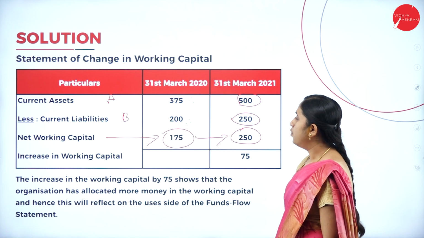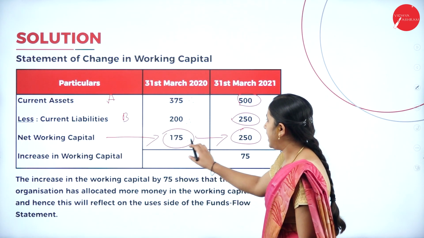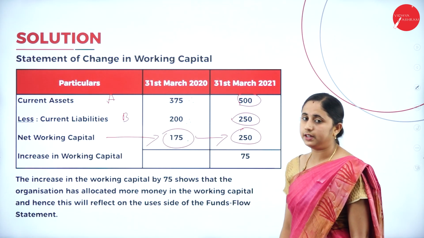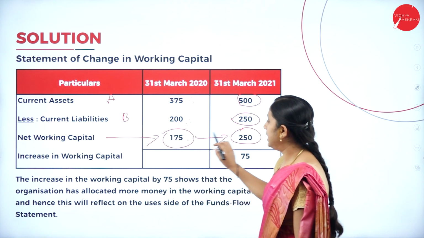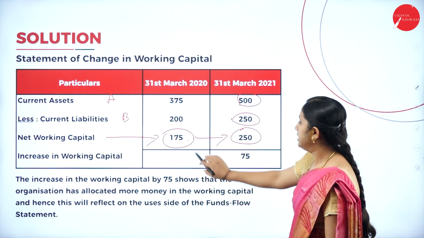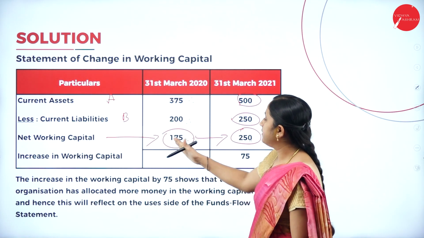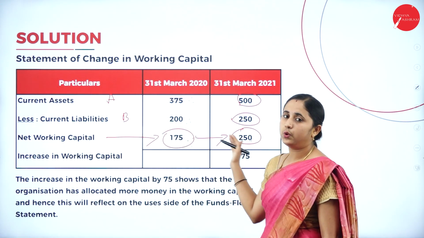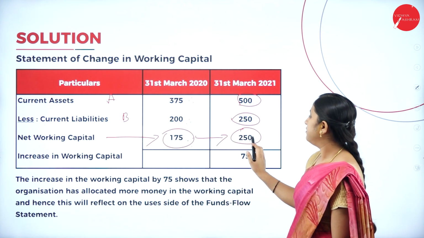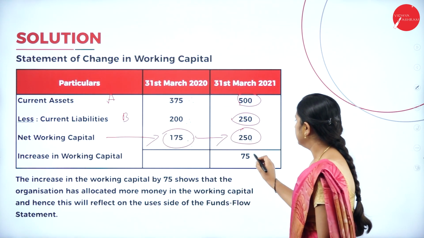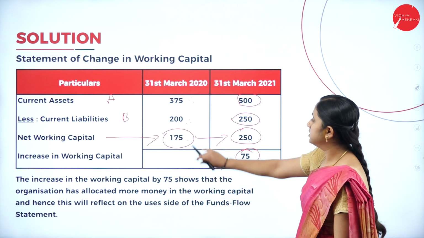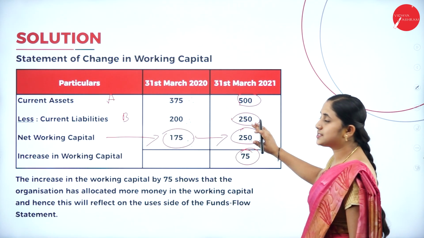Now find the difference between the current and previous net working capital. 175 minus 250, the difference between previous year and current year net working capital, is 75. So this is previous year information and this is current year.